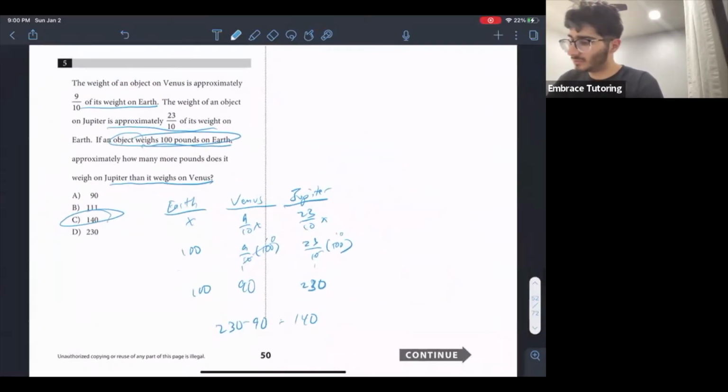So that was a simple problem. It was very straightforward. You just had to assign variables, make sure you're doing the algebra correctly, and then do the math, using a calculator if you have to.